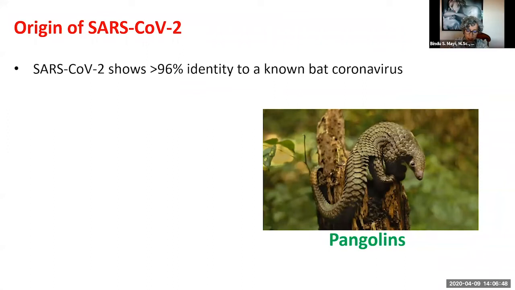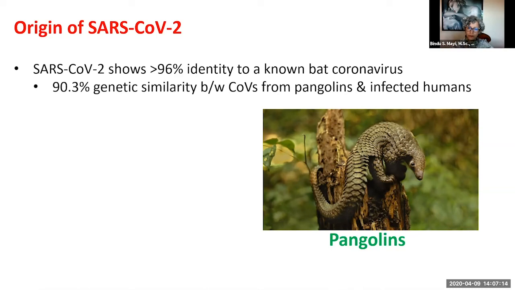As far as what is the intermediate species that brought this virus to us, and where did it originally come from? Did it also come from bats? We seem to think yes. And the reason for that is the virus shows greater than 96% identity at the genome level to a known bat coronavirus that was isolated from a bat cave in Wuhan back in 2015.